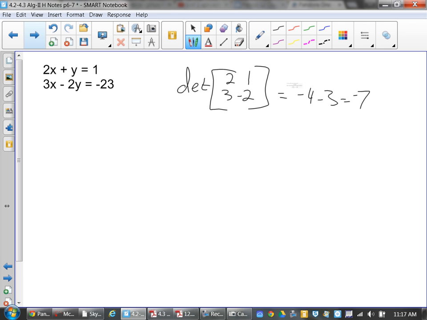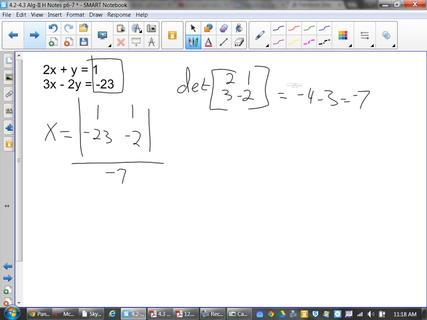Okay? So now, here's what we're going to do. We take the solution column, the 1 and the -23, and when I go to solve for x, I replace the coefficients of x with the solutions because that's what I'm solving for. I put back in the other column, and then I find its determinant and divide it by the -7.